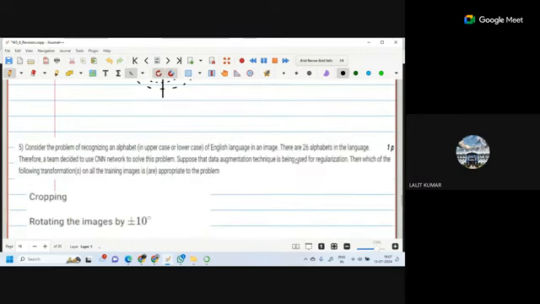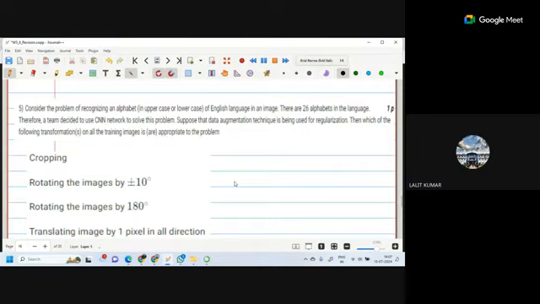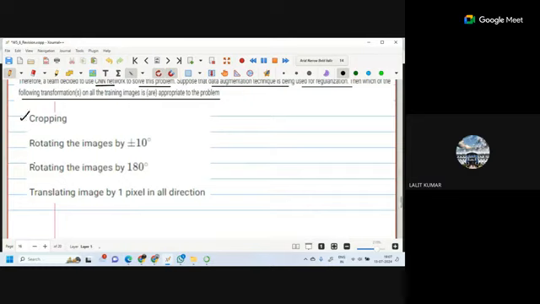Now consider the problem of recognizing an alphabet of the English language in an image. There are 26 alphabets in the language. Therefore, a team decided to use a CNN network to solve the problem. Suppose that data augmentation technique is being used for regularization, then which of the following transformations on all the training images is appropriate? So we have seen cropping will be one. Rotating the image by plus minus 10 degrees. Translating the image by 1 pixel in all directions. This one, is it valid?